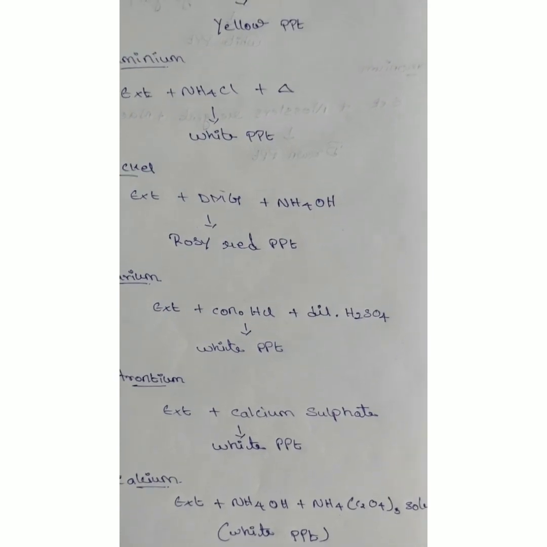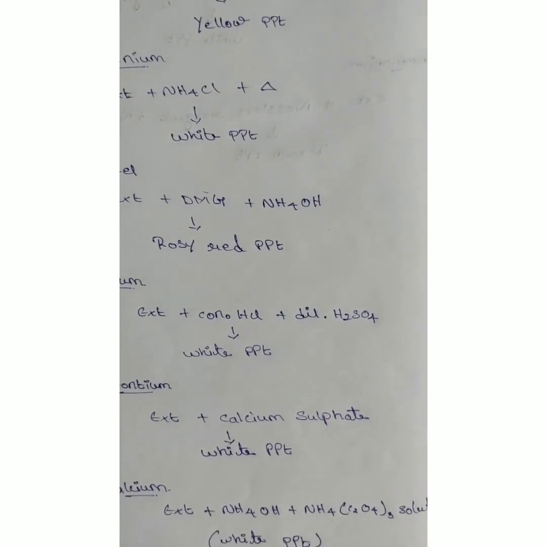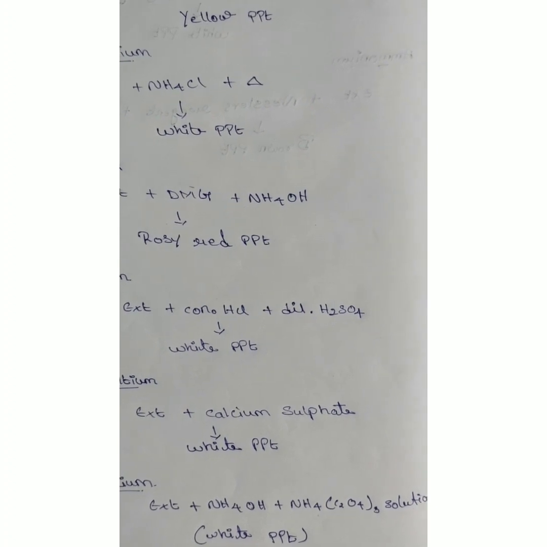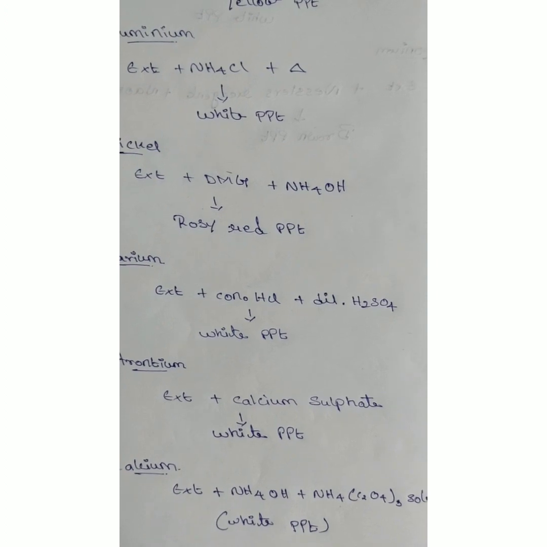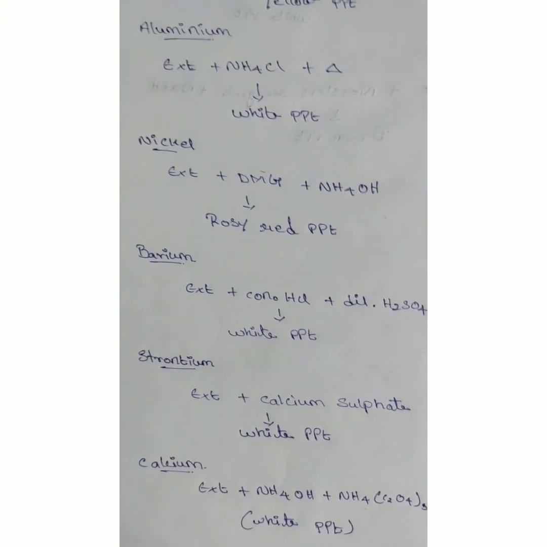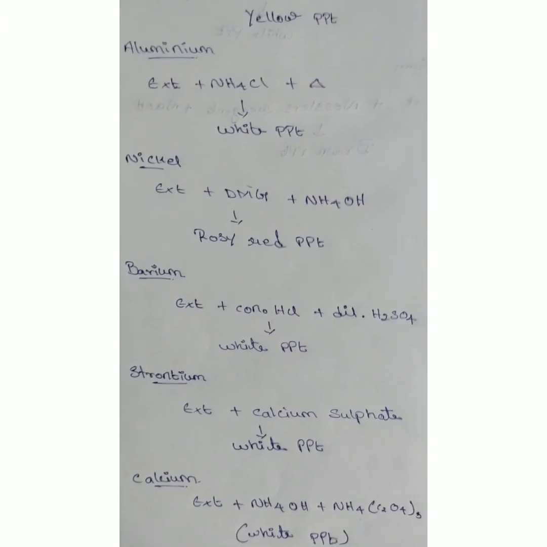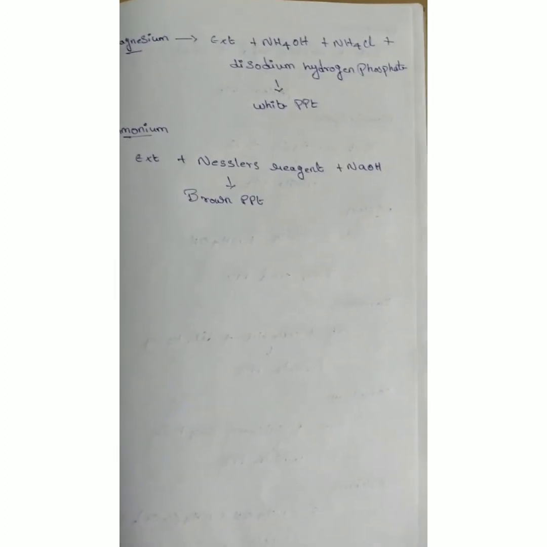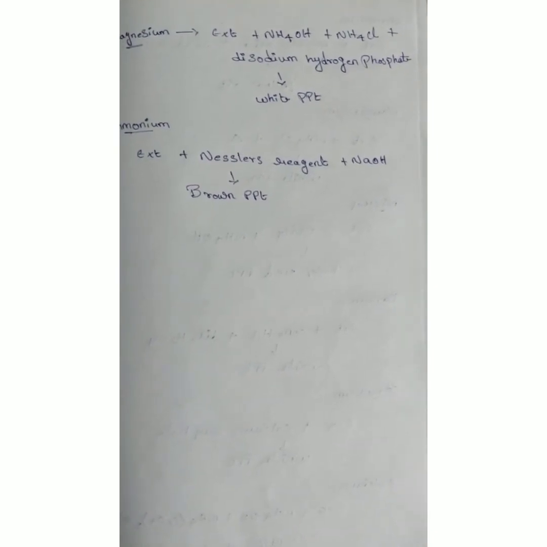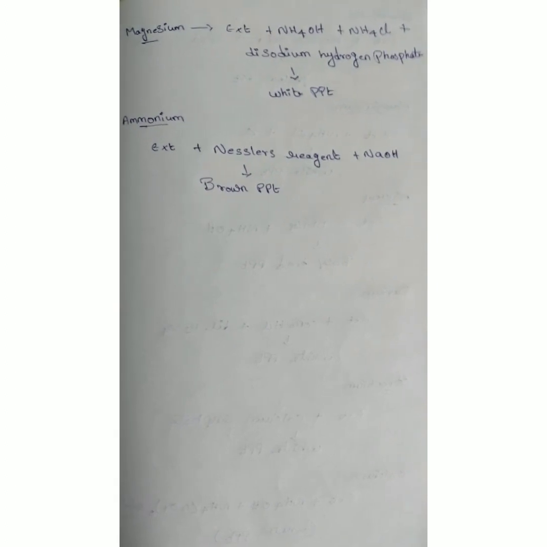Calcium: the extract is mixed with NH4OH solution and NH4C2O4 solution. As soon as we get a white precipitate, it confirms the presence of calcium in the given sample. For magnesium, the extract is mixed with NH4OH solution and NH4Cl, and then mixed with disodium hydrogen phosphate to get a white precipitate. The white precipitate confirms the presence of magnesium.